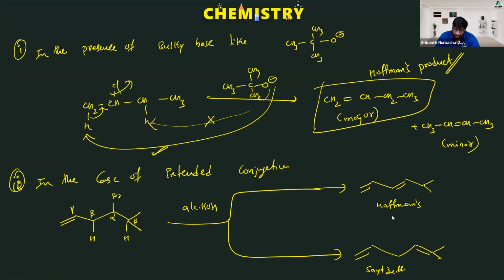Which is major? On the gamma carbon, since we have a carbon-carbon double bond, this carbon-carbon double bond is now in conjugation with the newly formed C=C double bond. So due to resonance, it is stabilized. Resonance stabilized. That is why it is major.